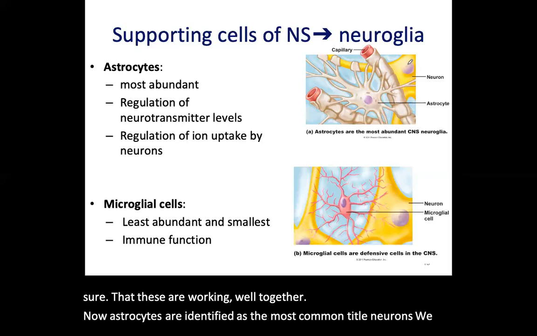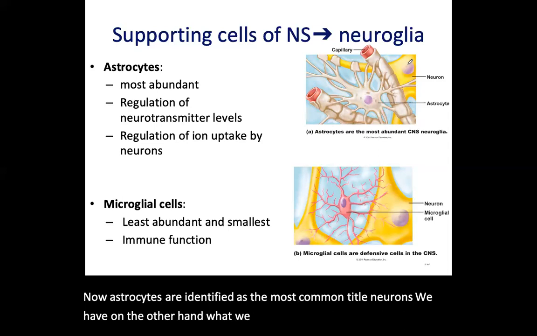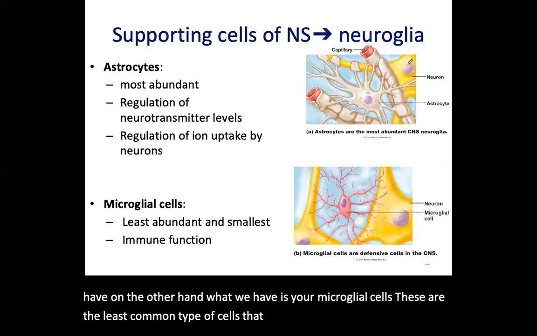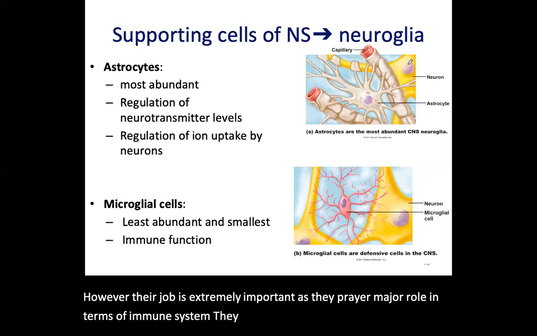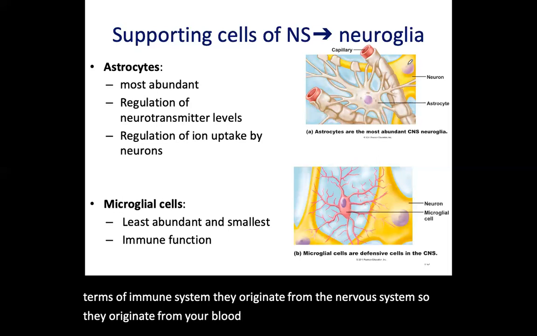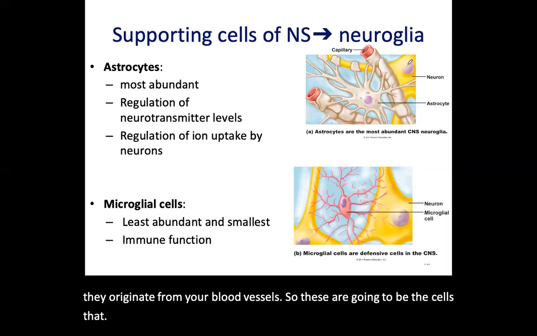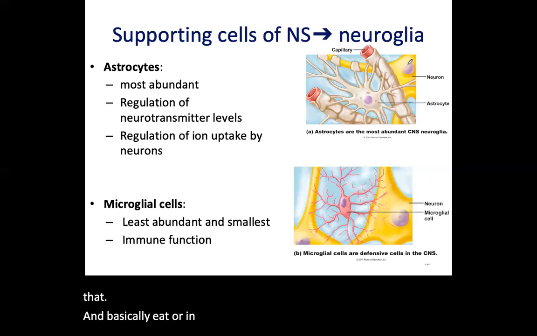Now, astrocytes are identified as the most common type of cells we have. On the other hand, what we have is your microglial cells. These are the least common type of cells that we have within our nervous system. However, their job is extremely important as they play a major role in terms of the immune system. They originate from your blood vessels. So these are going to be the cells that eat or engulf any type of pathogen that has been introduced into your nervous system.